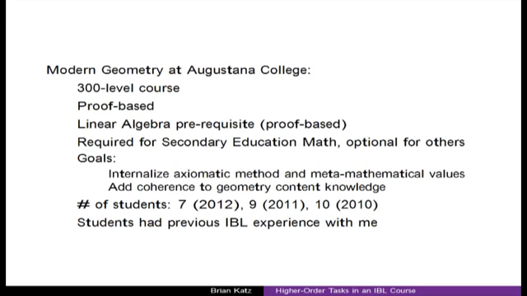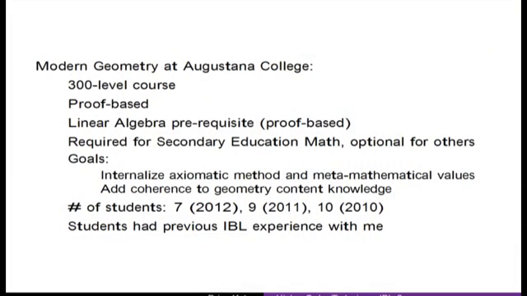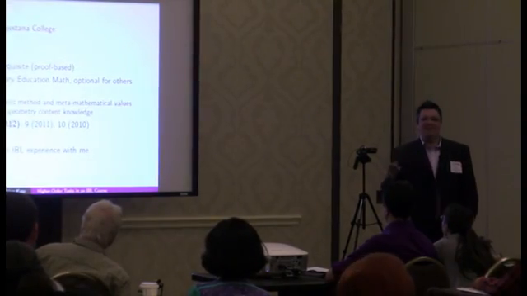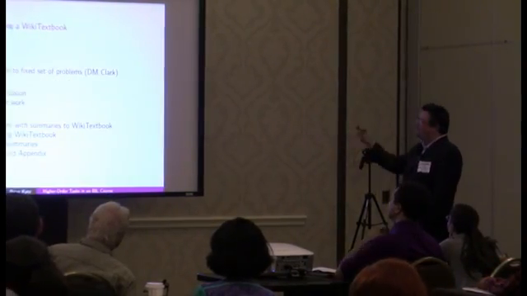When I teach it, my goals are in two parts: that they internalize the axiomatic method and values that professional mathematicians have about the nature of mathematical truth, so metamathematical, and that I add coherence to their geometry content knowledge. Number of students: 10 two years ago, 9, 7. This year, 7 is bold because that's the group of students I took data on. This year they happen to be all juniors, and they all happen to also have an IBL Introduction to Proof course with me last year. So it's a very uniform group of students.